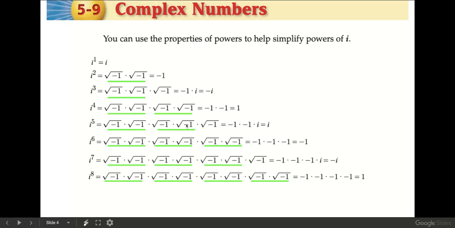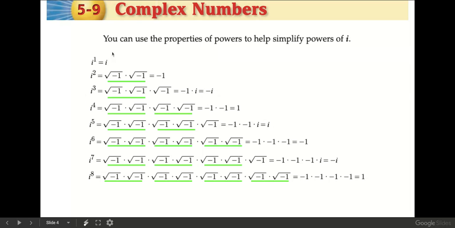Because all that ends up happening is you have these pairs of square root of negative 1 that end up just giving you negative 1. And if you have an even number of pairs, that gives you a positive 1. If you have an odd number of pairs, that gives you a negative 1. If you have an extra square root of negative 1 left over, that's going to make it an i. So sometimes you have negative i, sometimes you have positive i.